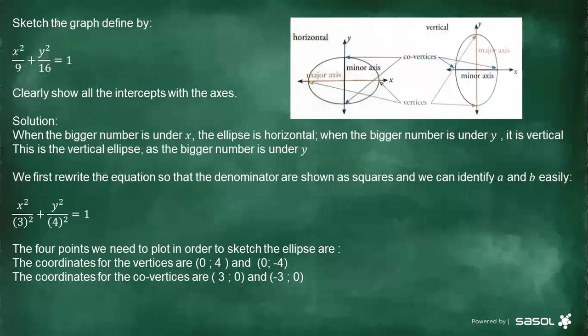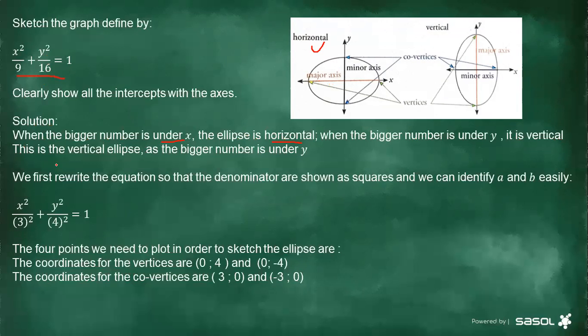Let's see. Sketch the graph defined by x squared over 9 plus y squared over 16 equals 1. Clearly show all the intercepts with the axes. All right. Let me just deal with the solution. When the bigger number is under x, the ellipse is horizontal. Now let's come here. Is 9 or 16 the bigger number? The bigger number is under what? Y, which is 16. Then when the bigger number is under y, it is vertical.